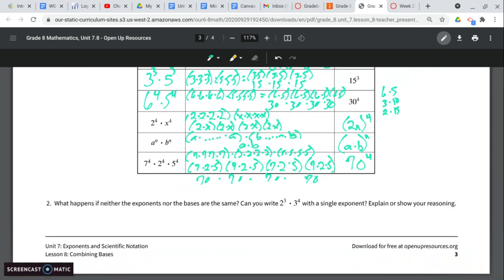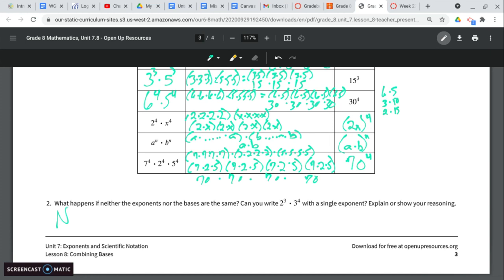Now this next question asks, what happens if neither the exponents nor the bases are the same? Can you rewrite 2 to the 3rd times 3 to the 4th with a single exponent? Explain or show your reasoning. So if the exponents aren't the same, the factors cannot be grouped together evenly. No, it's not possible to write 2 to the 3rd times 3 to the 4th with a single exponent, because regrouping into factors that are 6 would leave an extra factor of 3. So it's not possible. If we can't regroup, then we can't write it in terms of a single exponent with these multiplied together.